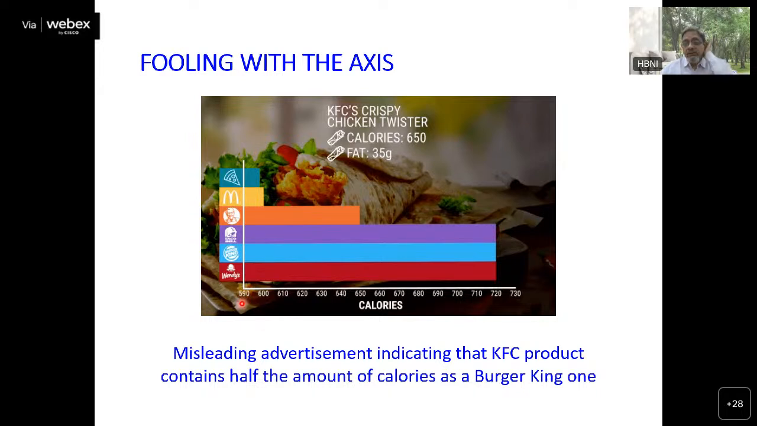So it's a misleading advertisement which indicates that this product contains half the amount of calories as the other 3 products. But in reality, the x-axis is not starting from 0, it has started from somewhere higher up. So naturally, if you do that, it will show something like that. And people who don't look at this bottom line will feel that visually this is half the value of this. So that is how you can use manipulation of the axis and the coordinates and show data in a different light.